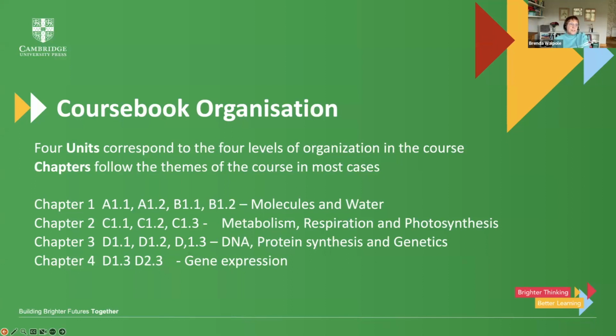In writing the course book, this has presented me with a few problems. Obviously, a course book is linear, whereas your teaching may well be quite different. We've divided the course book into 4 units, which can correspond to the 4 levels of organisation, so cellular, molecular, and so on. And in general, the chapters follow the themes of the course in most cases, although not always. So chapter 1 covers molecules and water, chapter 2, metabolism, respiration, and photosynthesis, and so on.